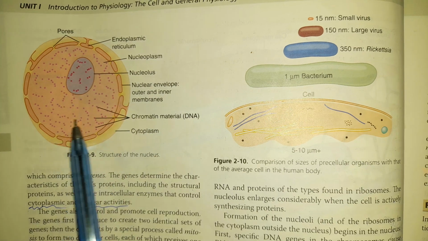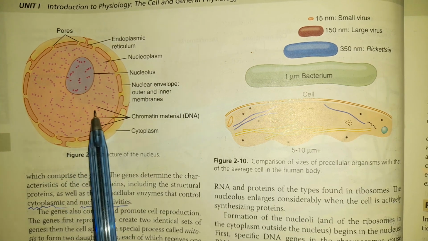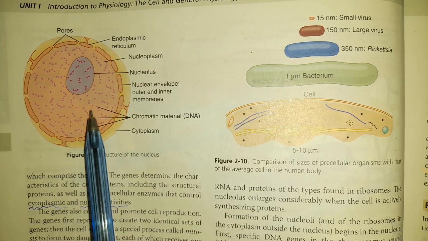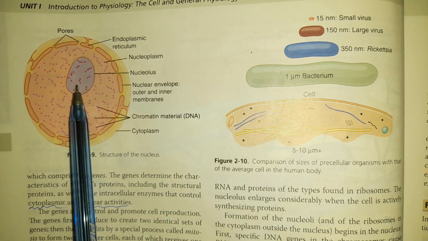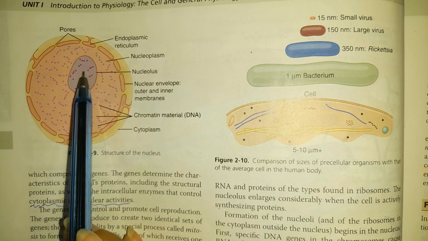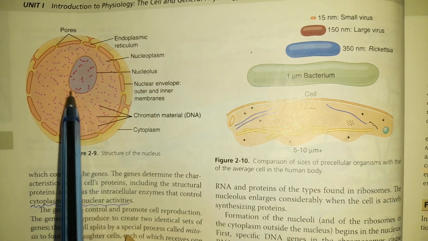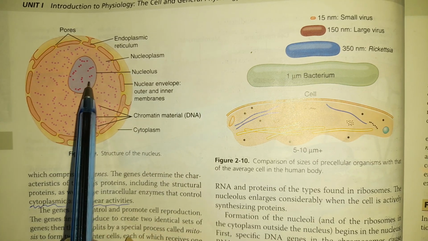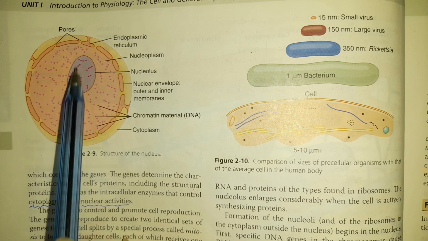Now the fluid inside the nuclear membrane is known as the nucleoplasm, and a densely stained region which is the nucleolus. The nucleolus has further two parts, a central region and a peripheral region. The peripheral is the fibrillar region and the central is the core.